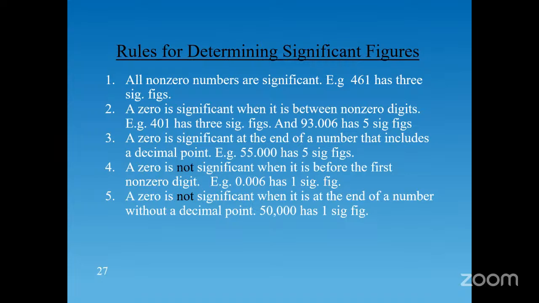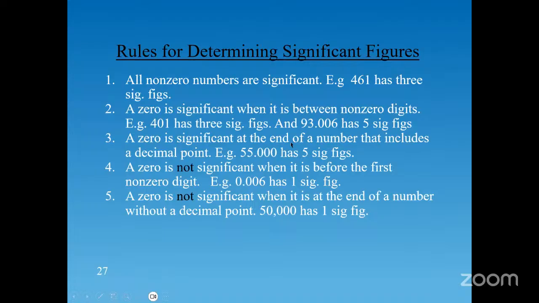The next rule is dealing with zeros. In fact, all the rules after that deal with zeros in different situations. So the next rule says a zero is significant when it is between non-zero digits, all right? So if you have, for example, 401, this zero here is significant because it's sandwiched between the 1 and the 4.